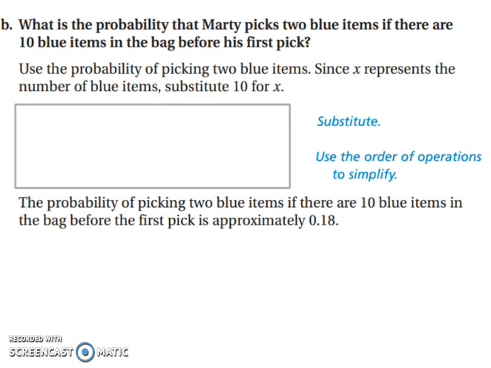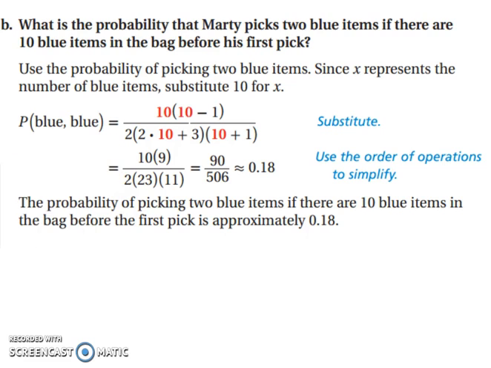What is the probability that Marty picks 2 blue items if there are 10 blue items in the bag before his first pick? So we're going to use the probability of picking 2 blue items. Since x represents the number of blue items, we're going to substitute 10 for x. And then we simplify. So the probability of picking 2 blue items, if there are 10 blue items in the bag before the first pick, is approximately 0.18. And that ends our video lesson on multiplying and dividing rational expressions.